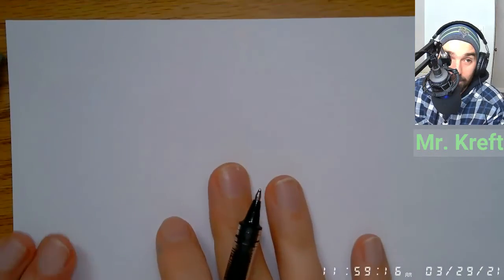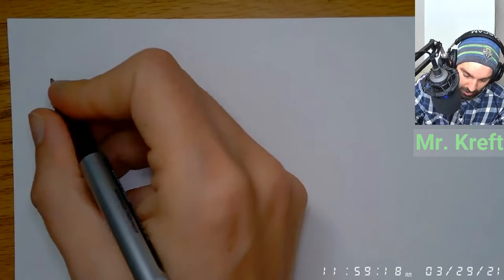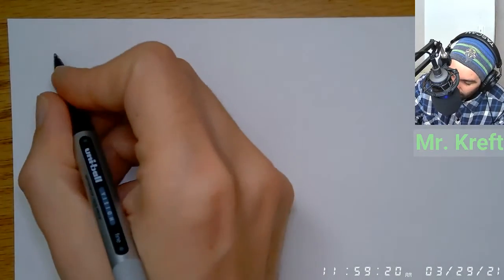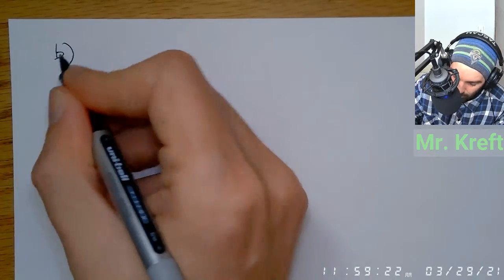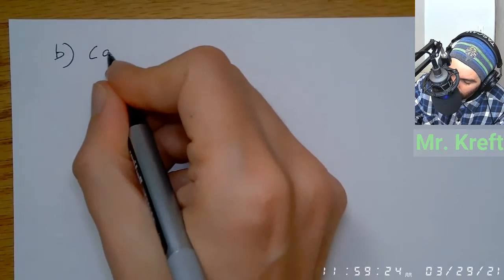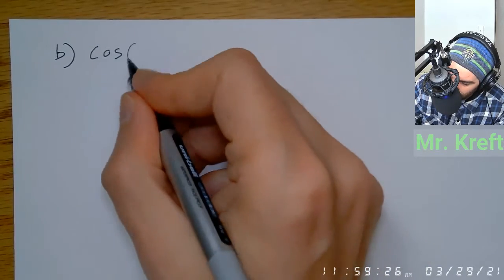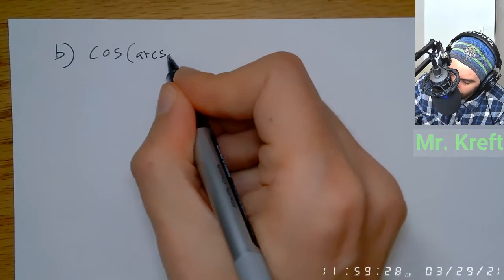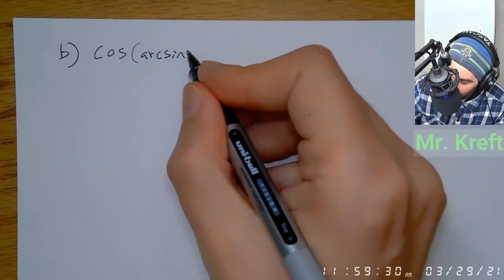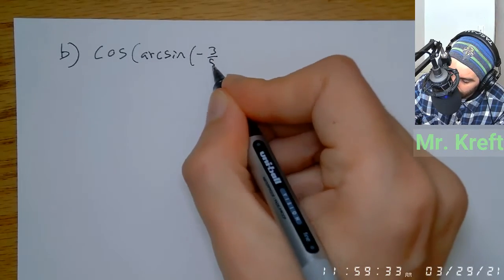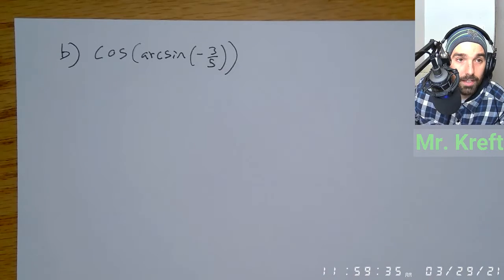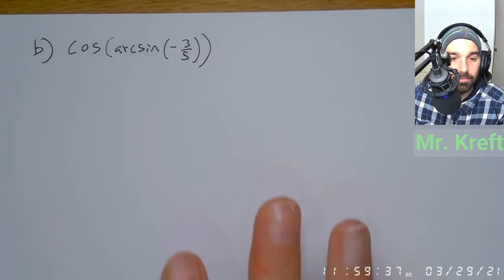Well, how about this? Let's do one more together, then I'll have you guys try one on your own. Okay? So let's try one together. Here's our next example: cosine of arc sine of negative 3/5. And we're going to evaluate this.